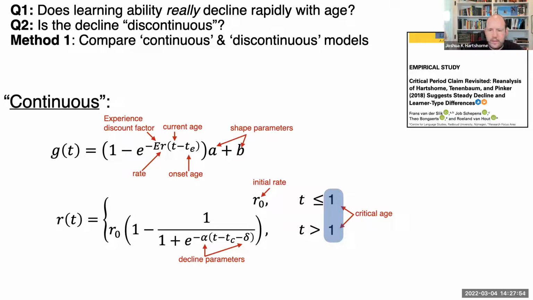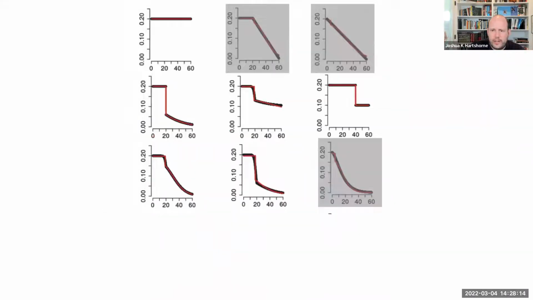And I say this is not really about continuity. There are 2 reasons for that. One is that their continuous model is just a special case of the discontinuous model, but actually let's call it the HTP model, Hartshorne, Tenenbaum, and Pinker. But also, as I showed you before, HTP can actually get fairly continuous declines with age, right? So it doesn't assume any discontinuity. It actually is testing whether discontinuity fits the data better.